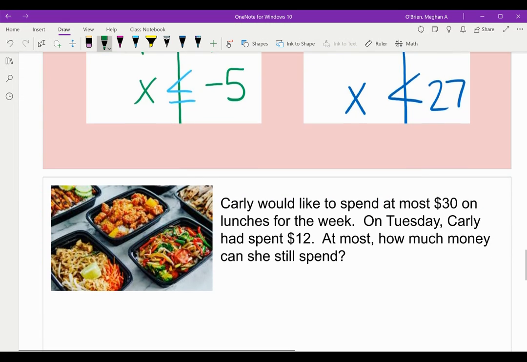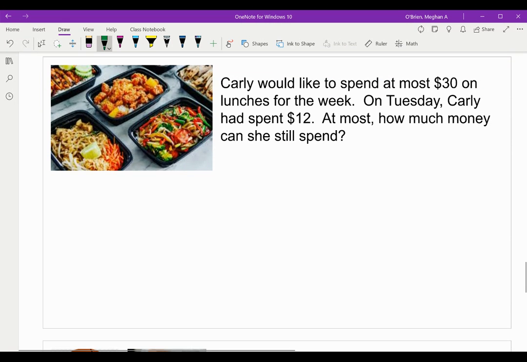We're going to wrap up with some word problems. Because remember, that's the other part of your learning target. Carly would like to spend at most $30 on lunches for the week. At most, meaning she does not want to exceed $30. But she doesn't have to spend that much. She could just spend less, right? So at most $30 would be, her lunches would be less than or equal to $30. I know that so far.